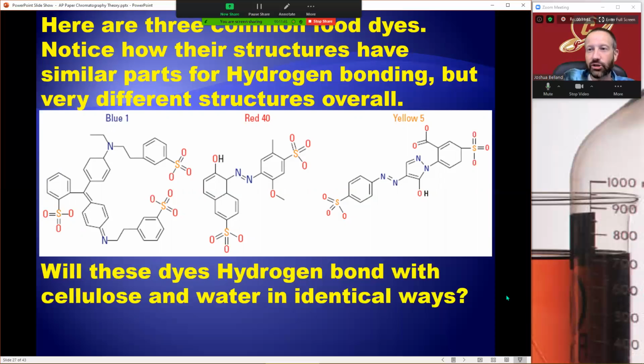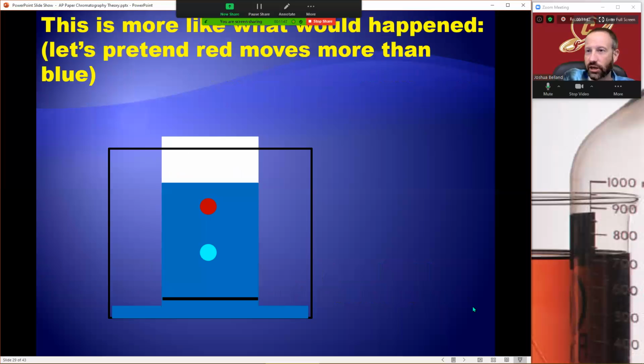Now I can separate them. All right. And I don't know which way this is going to go. I don't know which color is going to be on top. I just picked.